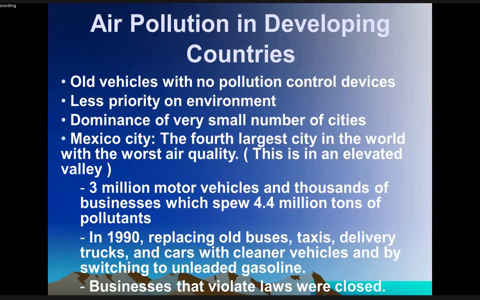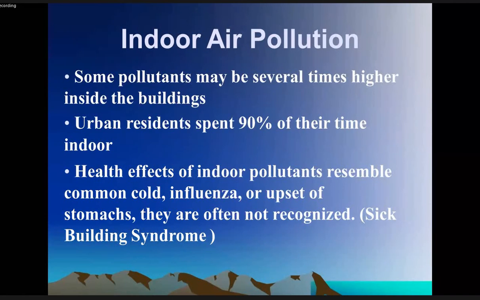In 1990, what they did was replace the old buses, taxis, delivery trucks and cars with cleaner vehicles, and switch to unleaded gasoline. So they did two things. Number one, they replaced the old vehicles with new ones, and then they replaced the fuel, from high lead to low lead or unleaded gasoline. And then the different businesses and industries which were creating more pollution were closed by laws. So by doing all these actions, what happened?